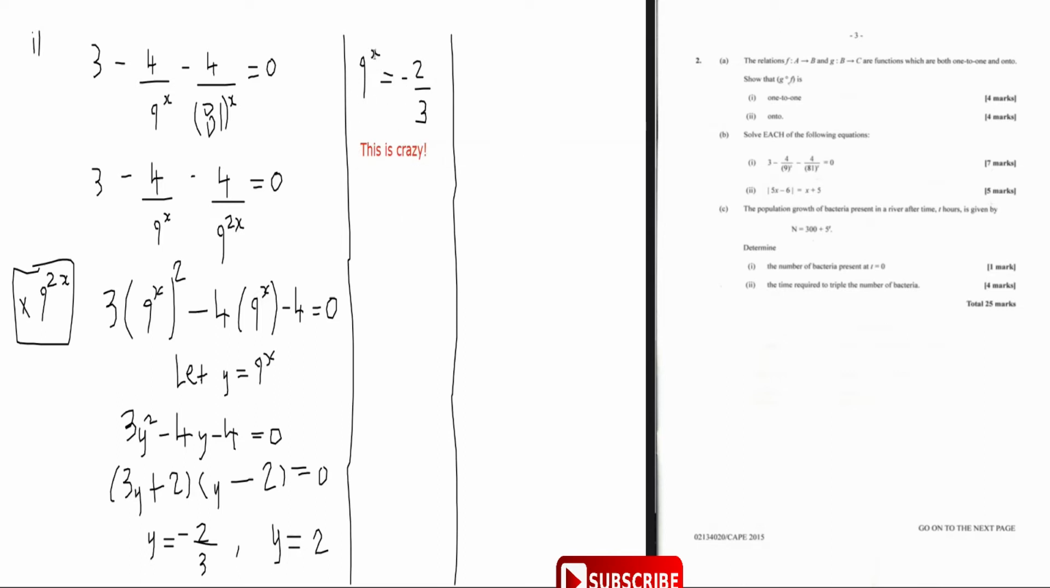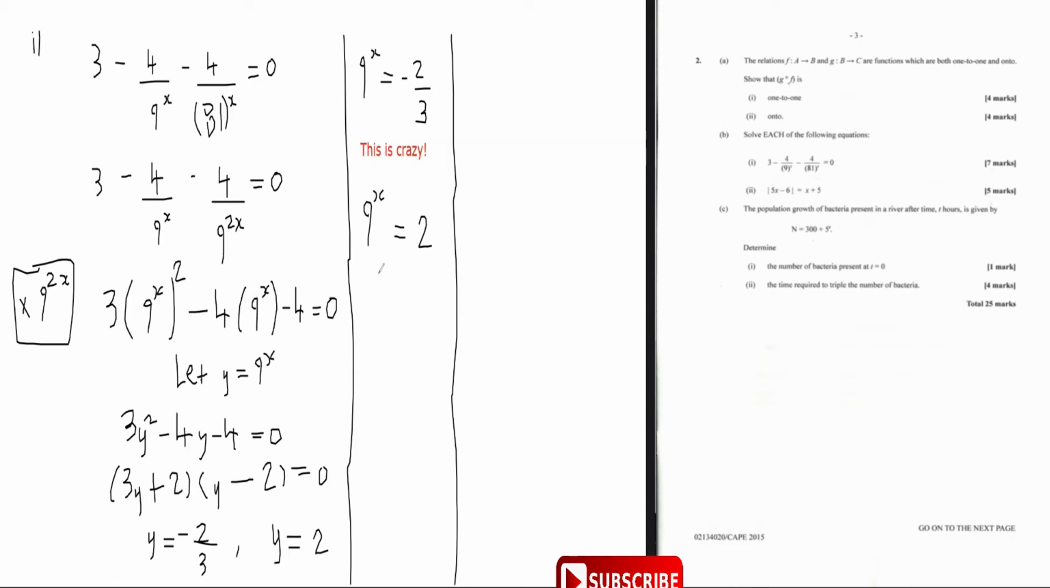You can't raise a number to a power and get a negative answer, so you can throw that away. So the only part we'll focus on is 9 to the x being equal to 2. If 9 to the x is equal to 2, well, we can take logs of both sides.